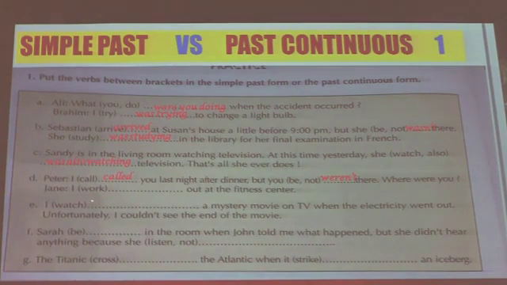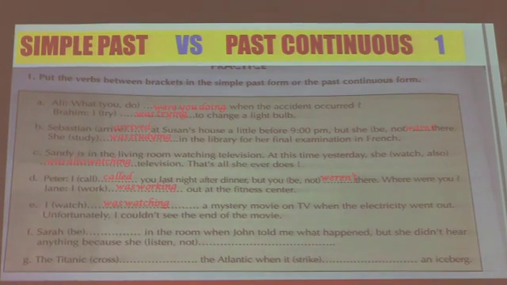It takes a considerable amount of time. Yes, I was working out, I was exercising at the fitness center. Then I watched a mystery movie, watching a movie, okay? A movie is around 1 hour and a half long, 2 hours, etc. So I was watching a movie, a mystery movie on TV, when the electricity went out. Unfortunately, I couldn't see the end of the movie.